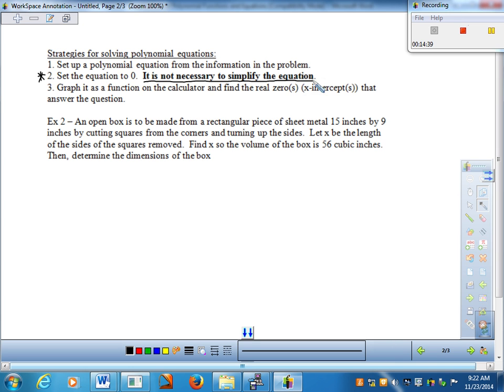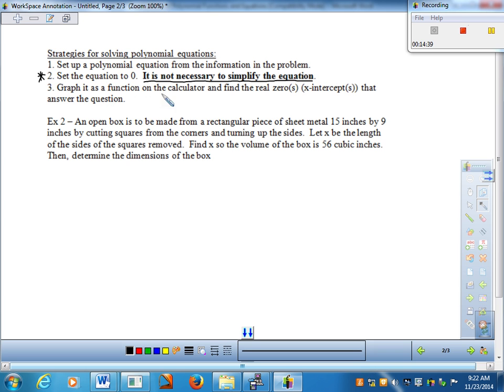All we have to do is set it to 0, because what we're going to allow to happen is the calculator is going to solve what we need. So it's not necessary to simplify the equation. And once we have it set to 0, we're going to think of it as a function.